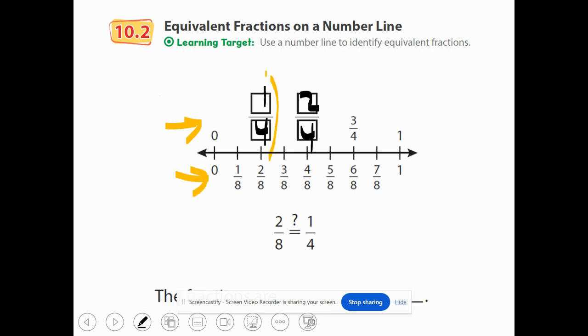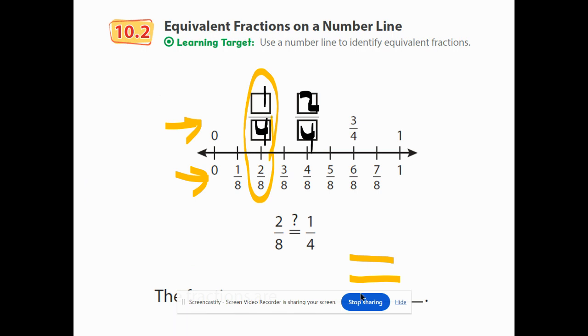Well, if I look here, are they lined up with each other on the number line? Well, yes. 1/4 is lined up with 2/8. So that means that 1/4 and 2/8 are equivalent. They are equal to each other.